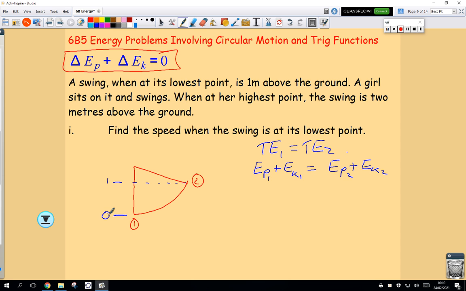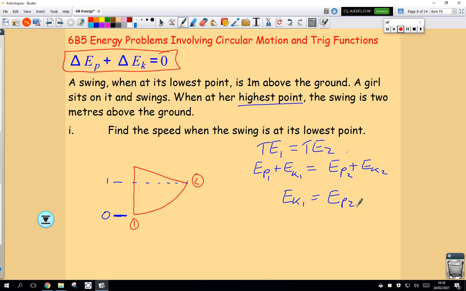If we look at the lower position, when it's at its lowest position, we can ignore potential energy because it has no potential energy relative to this position here. So its potential energy is gone. So at position 1, all of its energy is going to be kinetic. At position 2, which is at our highest point, that means the swing will have stopped. If it's at the highest point, the swing will have stopped. So all of its energy at position 2 is going to be potential.